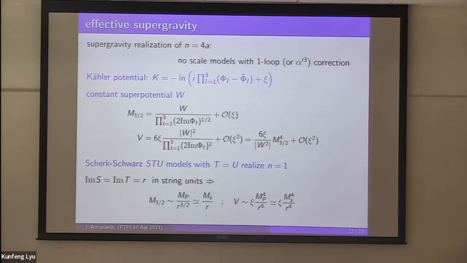You have one dimension, one extra dimension. You obtain the spectrum in string units. You obtain the spectrum 1 over R. But the gravitino mass is linear in the compactification scale 1 over R, and the potential goes like 1 over R to the 4. So this is a translation of units between the Planck unit, the Planck frame, the Einstein frame, and the string frame.